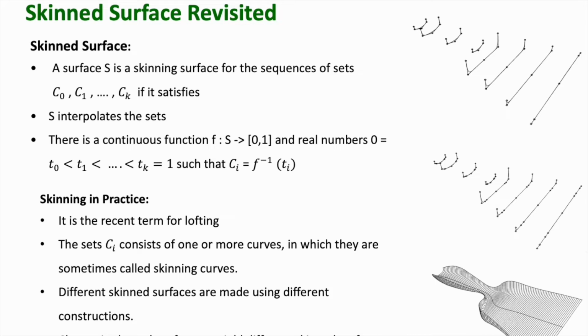Now it is a recent term for lofting. The set Ci consists of one or more curves, which are sometimes called skinning curves. Different skin surfaces are made using different constructions. Change in the order of curves yields different skin surfaces, thus the order is very important.